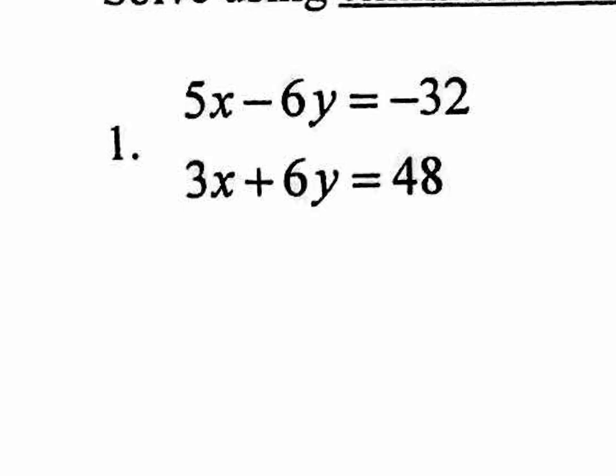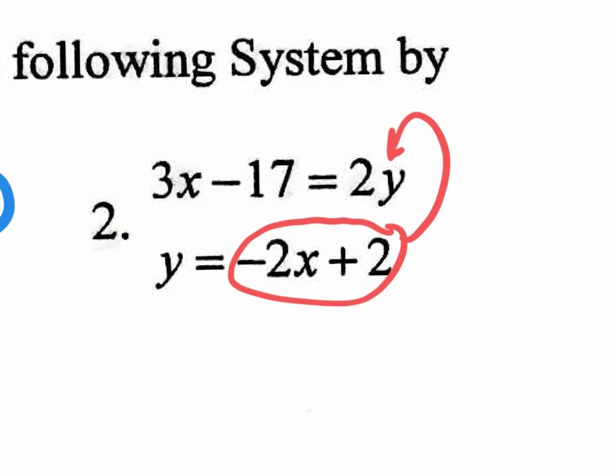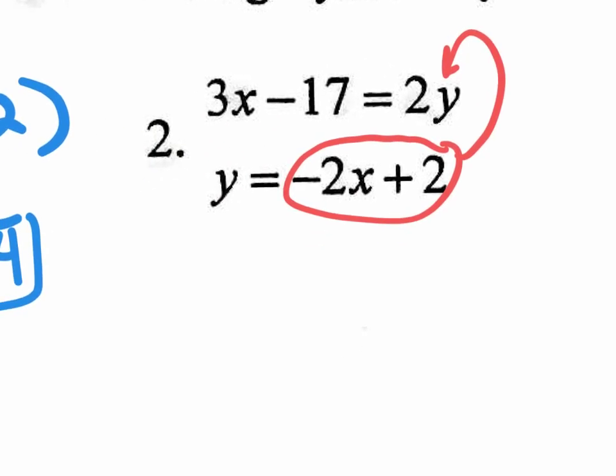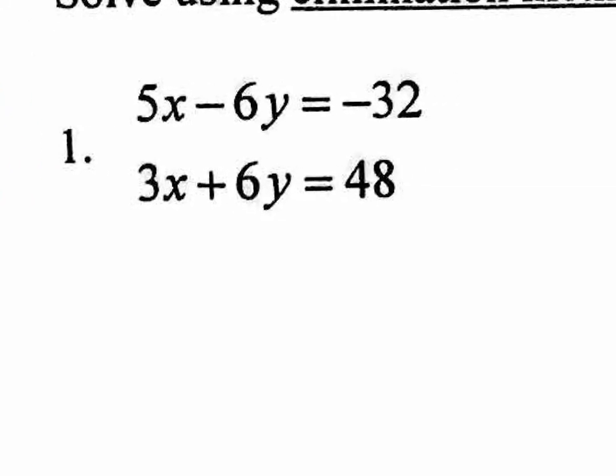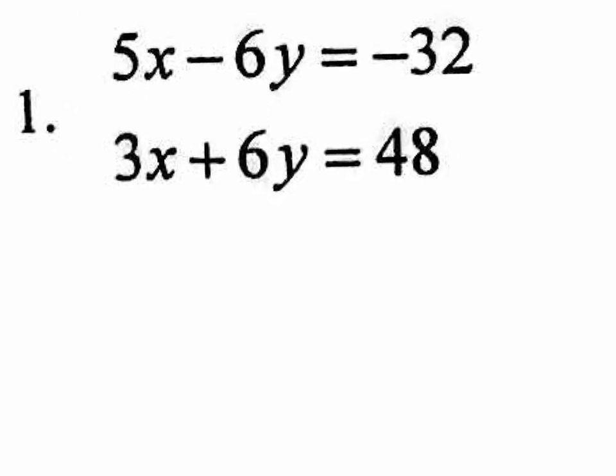Sometimes they won't be lined up. Like, for example, if I wanted to use elimination method on number 2, right here, they're not lined up, right? They're not in standard form. So you'd have to move this 2y over here, add 17, move it over there, move this 2x over here, rewrite it in standard form. That's step 1 to make sure it's organized. Now, many times, especially on today's worksheet, today's homework, it's already done for you. It's already lined up. It's already in standard form, both of them. Okay?